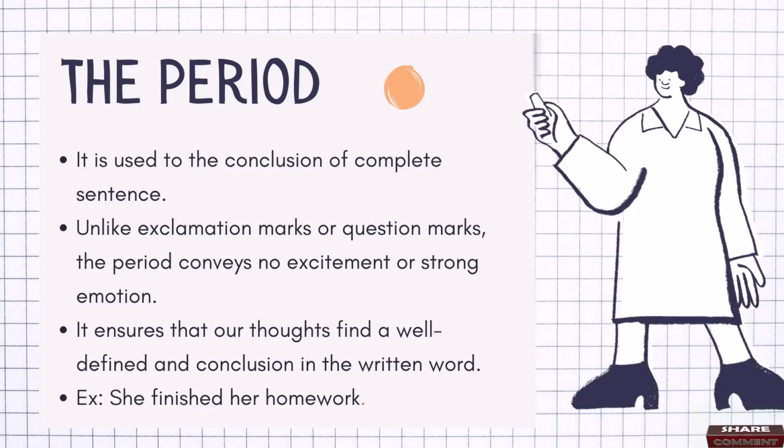The period. It is used to mark the conclusion of a complete sentence. Unlike exclamation marks or question marks, the period conveys no excitement or strong emotion. It ensures that our thoughts find a well-defined conclusion in the written word. Example: She finished her homework.